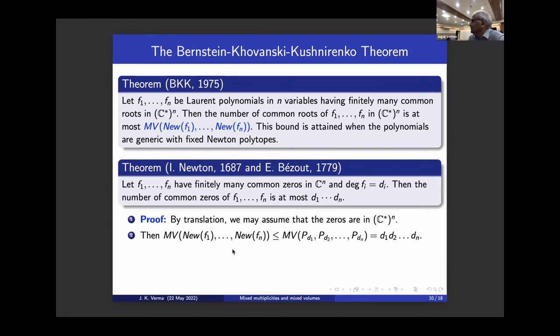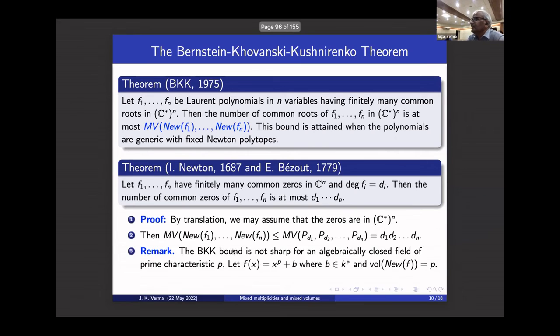Okay. So it's one of the simplest proofs, geometrically obvious what is going on. And we didn't pay any attention to the coefficients of the polynomials, but we still get the bound. Now this bound is not sharp for an algebraically closed field of prime characteristic.